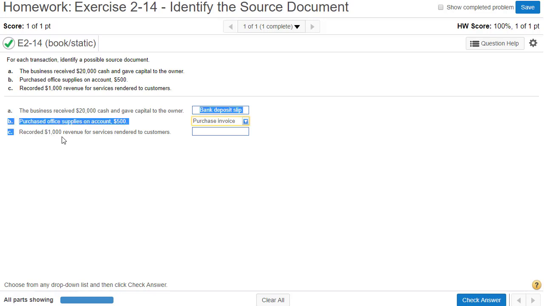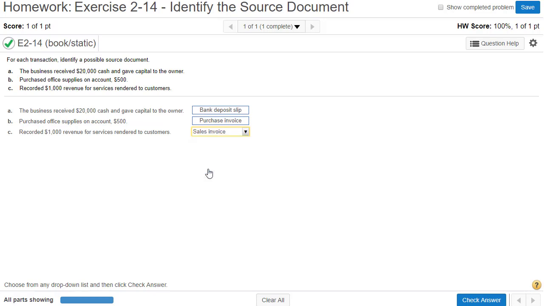And then if we recorded $1,000 of revenue for services rendered or given to customers, what type of document would we have that would tell us to record that into our accounting system? Well, that would be a sales invoice.